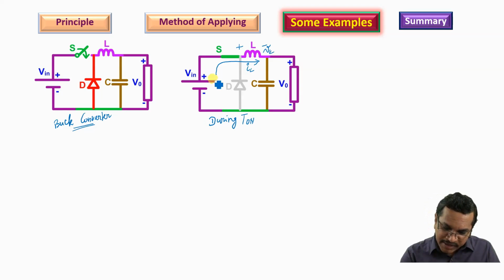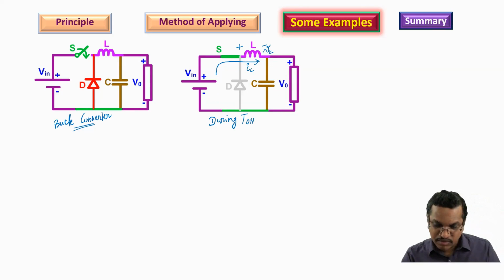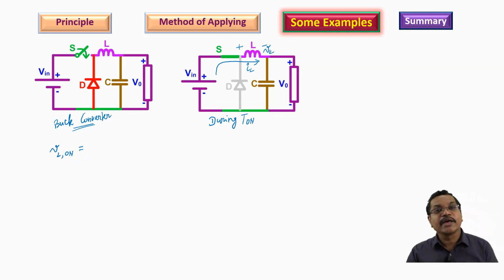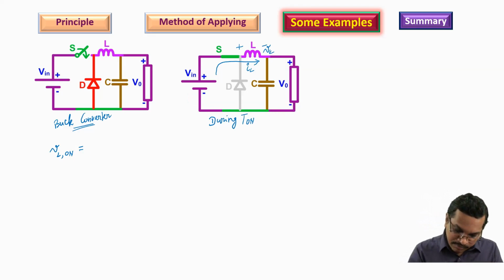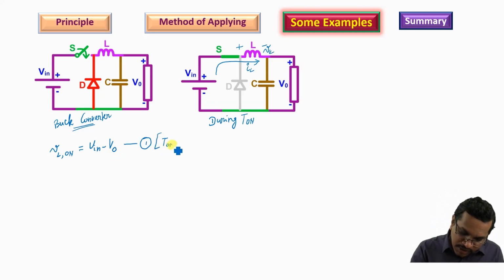Now when we try to apply KVL over this outer loop or bigger loop, we can get an expression for VL during on. That will be: voltage developed across the inductor during on duration, V in minus VL during on minus V naught equal to 0. If I rearrange, I'll get VL during on time being equal to V in minus V naught. I'll name this equation as number 1. This is applicable during T on duration.